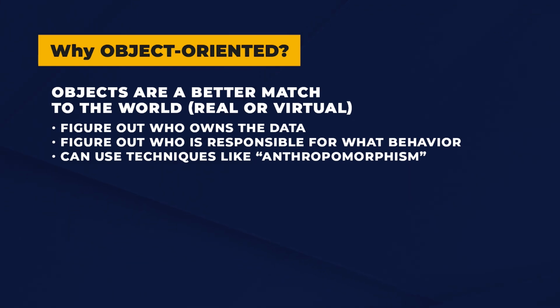Well, what if there are no real-world objects? You can have a virtual world and imagine how it works and replicate that. So some of the things we want to figure out are who owns the data, who is responsible for what behavior. And you can use techniques like anthropomorphism, which is making all the objects people, and figuring out what each person in this system or organization, what information they're responsible for, and what behavior they're responsible for. So it's much easier for us to think about.